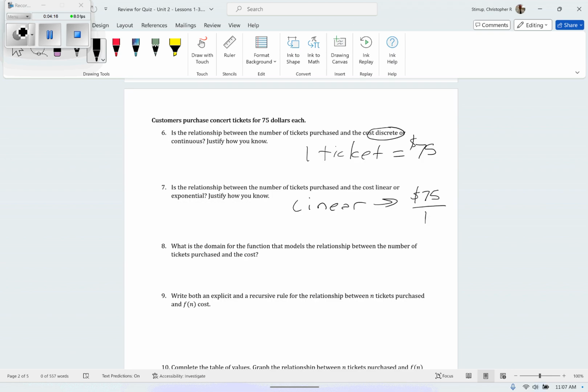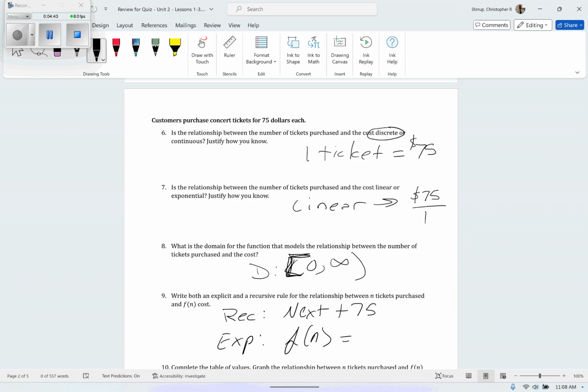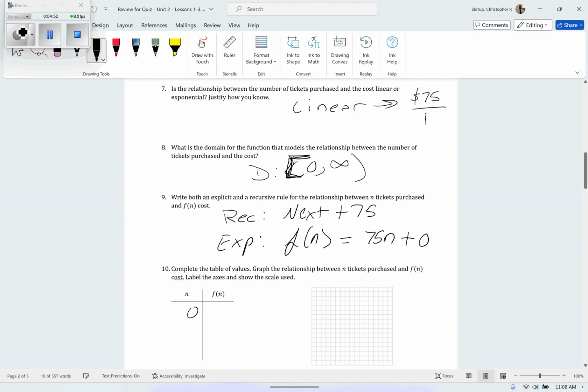What is the domain? So our domain, we could have said that it would have gone from no tickets up to however many the venue holds. We could say infinity. It's kind of goofy. Notice I have a square bracket here. The recursive is going to be next plus 75. And our explicit is going to be f of n, or f of t, or whatever we label it, equal to 75n plus 0, because you could start at 0. So if I bought no tickets, if I bought one ticket, two tickets, and so on and so forth.